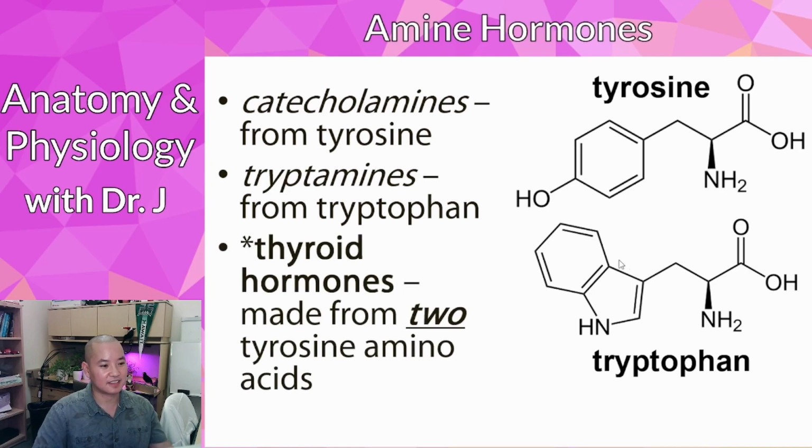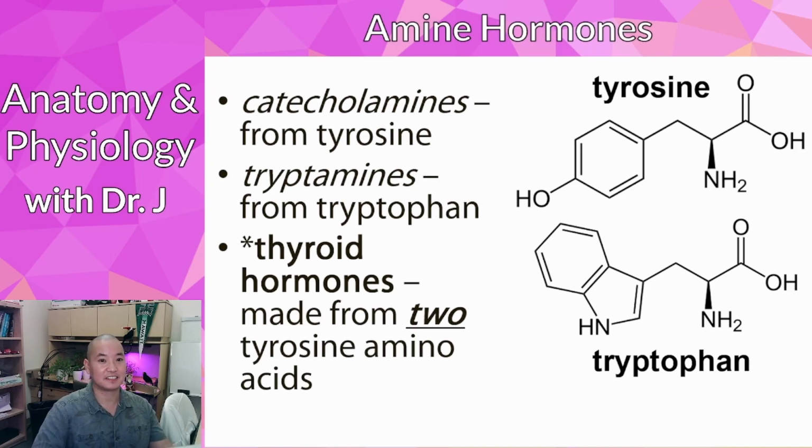Now, thyroid hormones, and this is why I make a big deal about saying monoamine hormones. Technically, they are made from two tyrosine molecules, but the big difference is that when we get to thyroid hormones, they are made from amino acids, but once they become thyroid hormones, they act a lot differently.